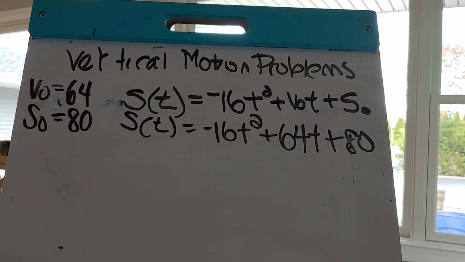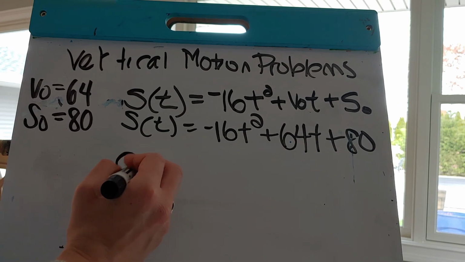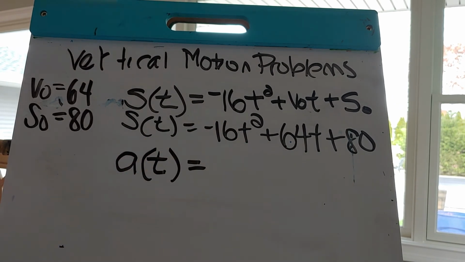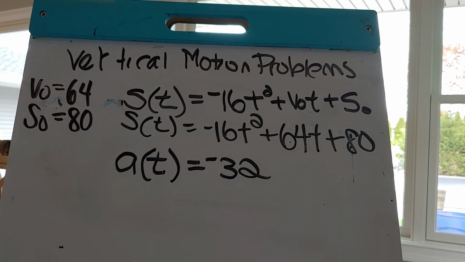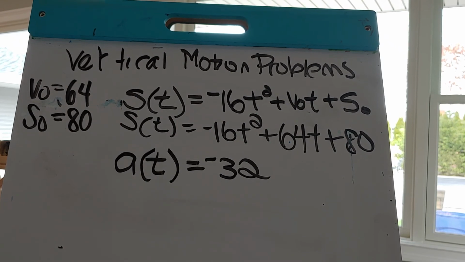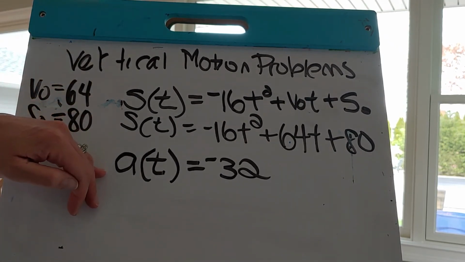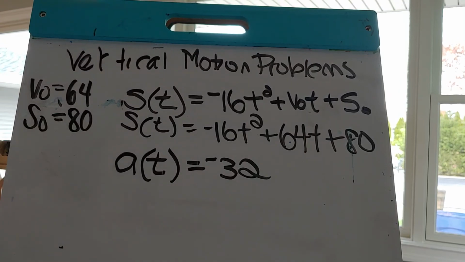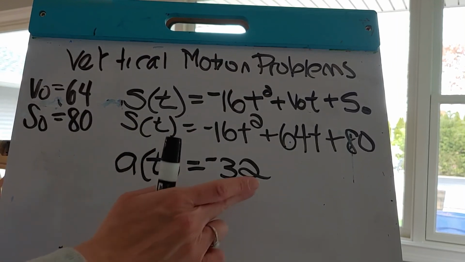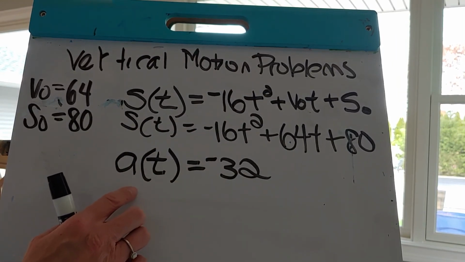All right, so I know that my acceleration due to gravity is negative 32 feet per second squared. Now, I want to work backwards. So if I integrate my acceleration function, I will find my velocity function. And if I integrate my velocity function, I'll find my position function. Now, I already know what my position function is, but I'm going to show you how we use integration to solve this.